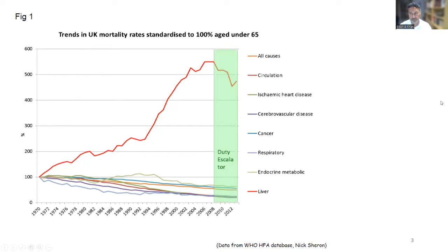And what this graph shows is how mortality rates in people under the age of 65, how liver disease in red has been increasing, whereas the other big causes of mortality rates such as respiratory disease, cancer, etc., have been relatively stable and plateauing. But the rise in liver disease has been pretty big for liver.